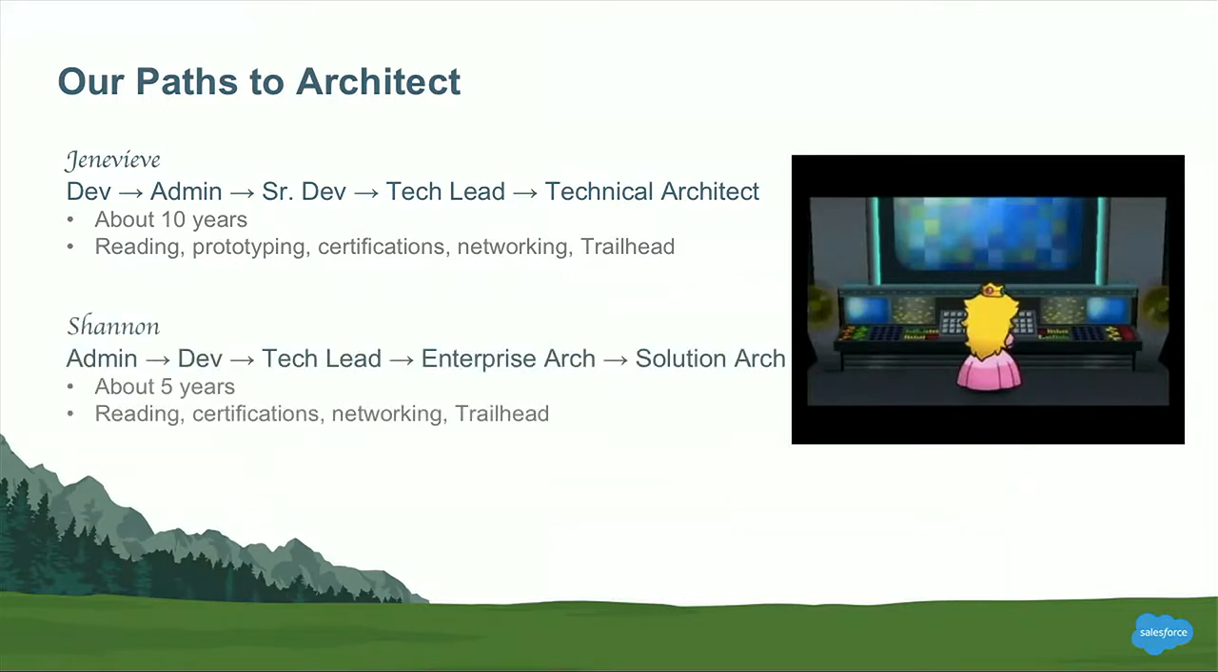True. So I went from admin to architect. I started off in the ecosystem as a Salesforce admin. I grew into a developer role, went into a senior developer role, tech lead at a consulting firm, and then enterprise architect in an IT organization. And then I just recently transitioned back into consulting as a solution architect. Overall, it took about 5 years and involved reading, certifications, networking, prototyping, and Trailhead.